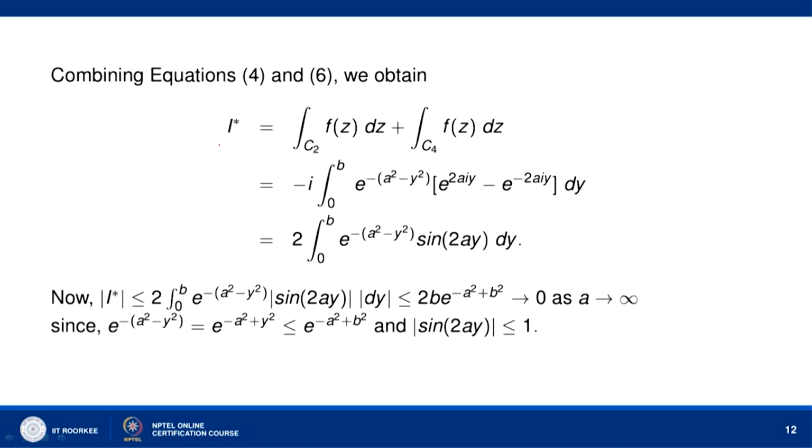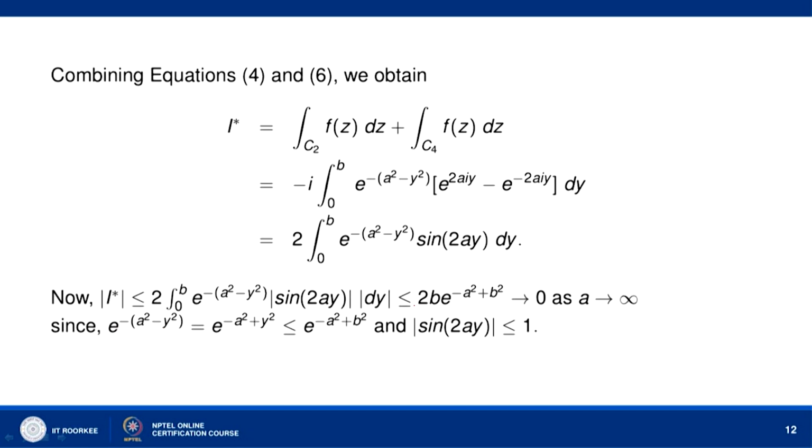Now let us estimate the value of I star. So the mod of I star is less than or equal to 2 times the integral from 0 to b of e to the power minus a square minus (by) square. This is a positive quantity. Then the mod of sin 2ay, since mod of sin theta is less than or equal to 1, so this is less than or equal to 2 times b into e to the power minus a square plus b square. Now how do we get this?